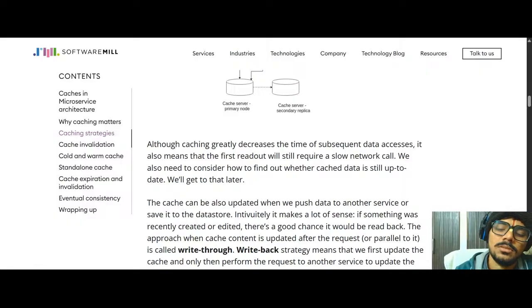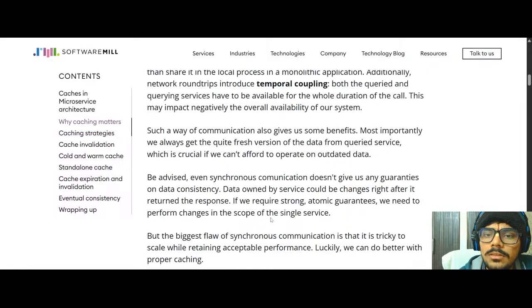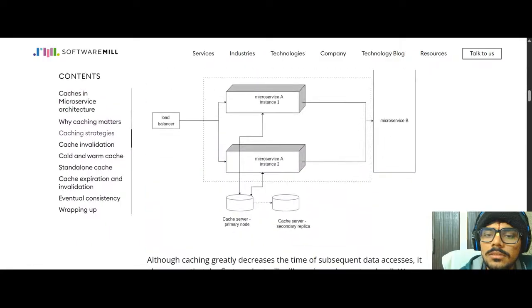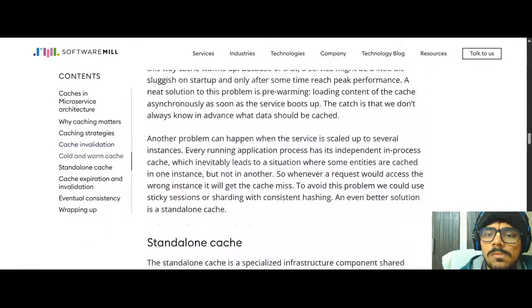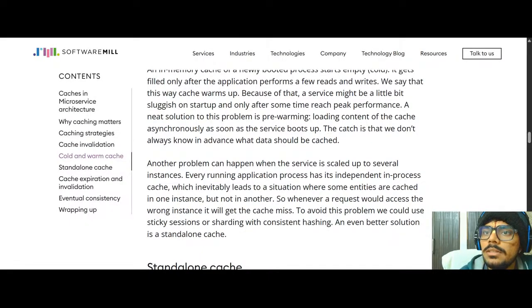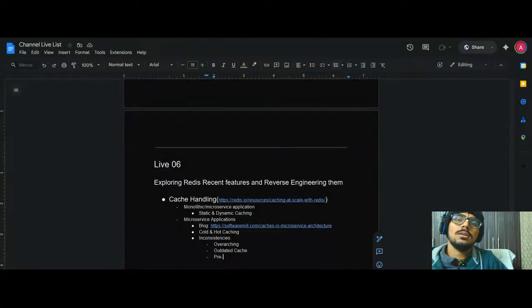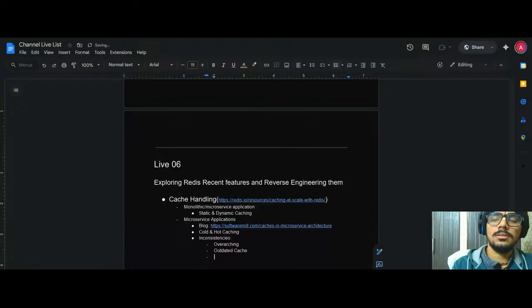Inconsistencies were based on outdated cache, over-caching, pre-stored or in-process cache.